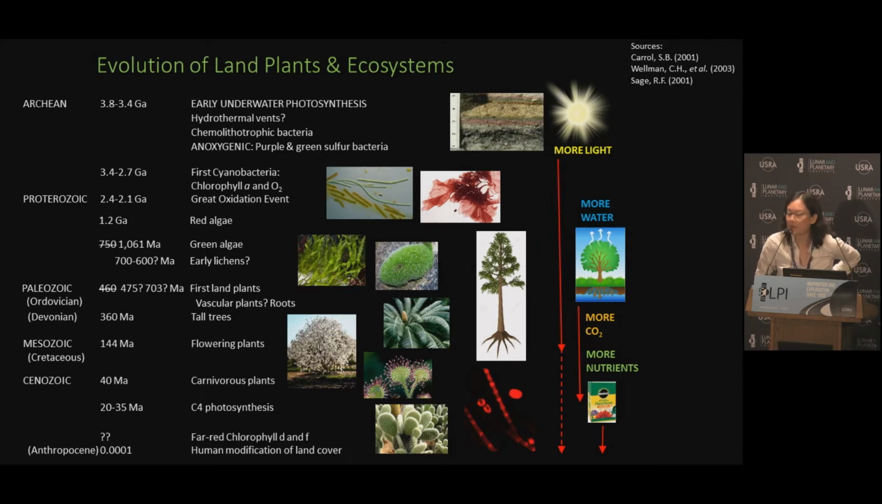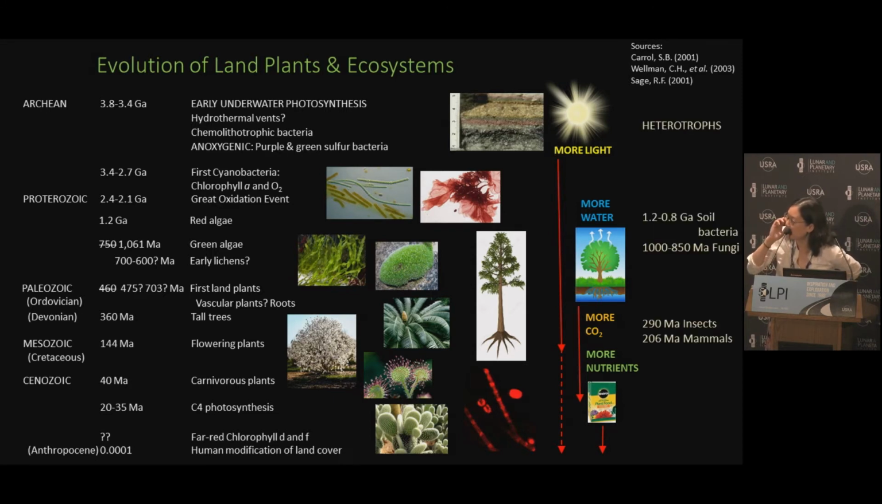And of course, now we are in the Anthropocene where there's genetic engineering, so things continually evolve and humans modify land cover. Simultaneously with the evolution of oxygenic photosynthesis, of course, there were heterotrophs. Soil bacteria certainly were forming ecosystems in the soil way before land plants, and then fungi and insects and mammals to eat up the plants.